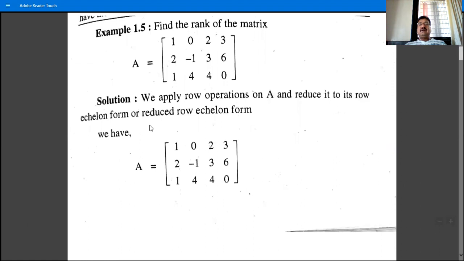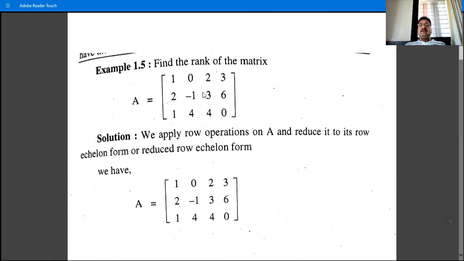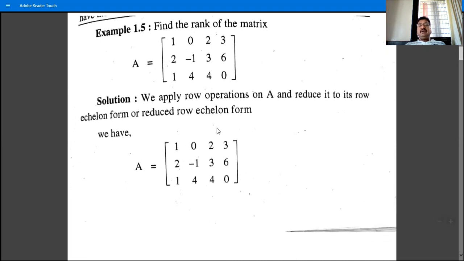So these are some examples of rank. Find the rank of this matrix. I have to reduce this matrix to either reduced row echelon form or row echelon form. It's your choice: if you have to find the rank of the matrix, then we reduce the matrix to either row echelon form or reduced row echelon form.